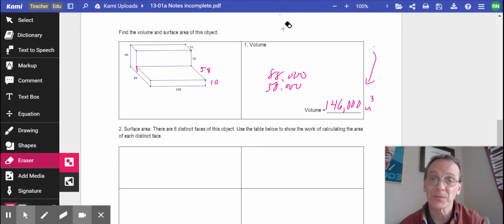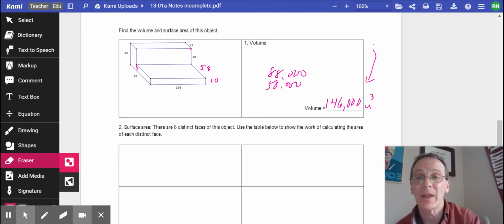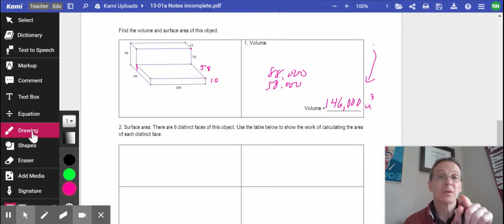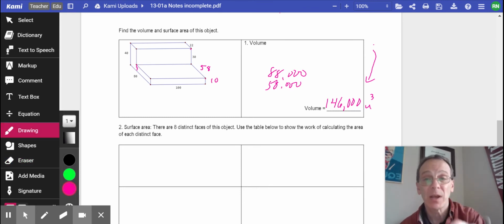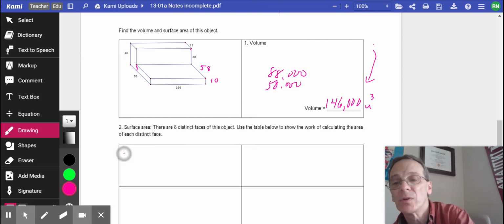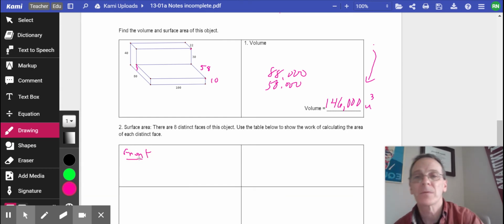Now, there's lots of different surfaces here. And what I'm going to model for you is what I want you to do. If you've got to turn in a quiz or a test problem to me and you've got an object like this, I want you not just to show your work, but to describe your work or label your work. In other words, don't just give me numbers, okay? I'm going to write front, okay?